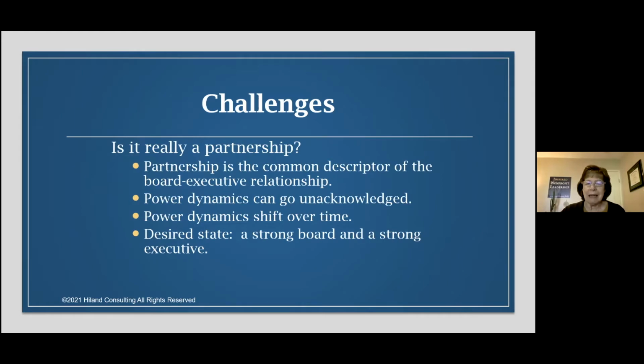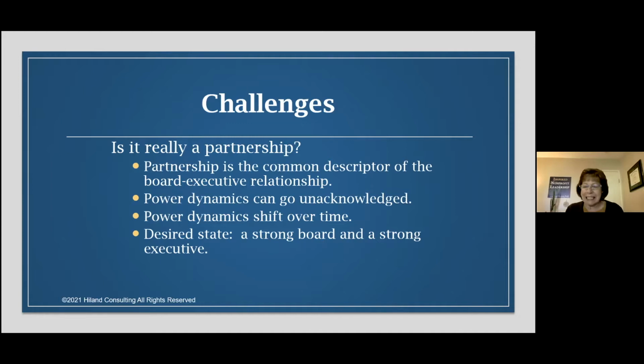The other thing is that referring to the executive director board relationship as a partnership is common, but it really is a misnomer. The reason is that it doesn't acknowledge the power dynamics that are real and go on. Partnerships imply equality, and it isn't equal. The power dynamics are going to shift over time. If you're a brand new executive, you have to kind of prove yourself sometimes. If you're a very tenured executive, the board may be backing off a little bit and giving you more rein than maybe you should have from time to time.